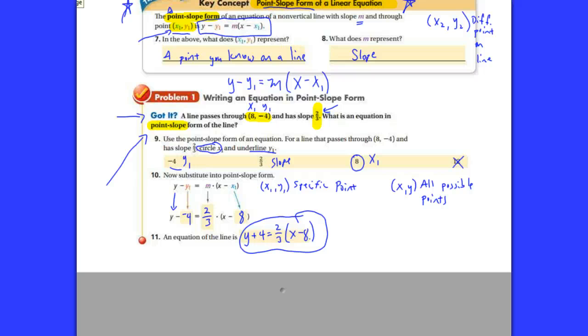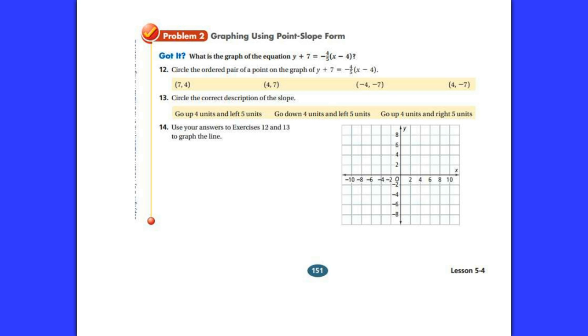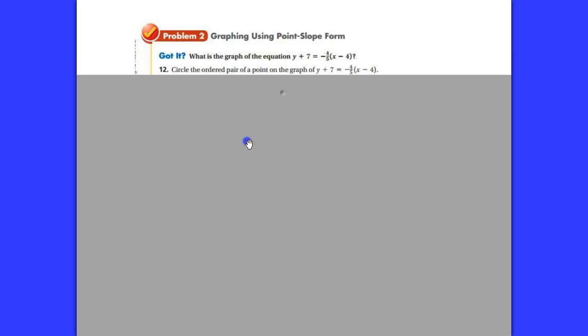Hello there, welcome to part 2 of Chapter 5, Section 4, Point Slope Form. We just finished writing an equation in point slope form, which you see on the screen right here, number 11 in your notes, and we are now ready to move on to the next page. I'm going to put my shade up here again, just so that we can stay together.